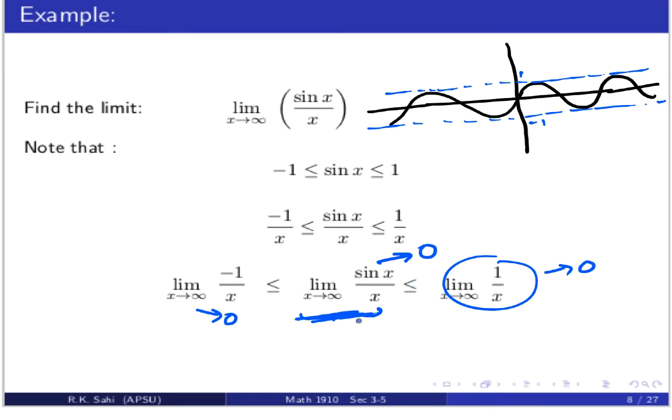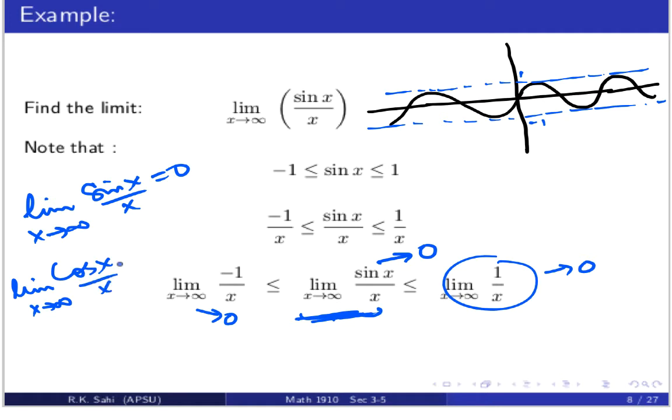Okay, so very important. This is an important theorem you can assume. So if x approaches infinity, sin x over x is 0. Similarly, if you take the limit as x tends to infinity, cosine x over x is also 0.